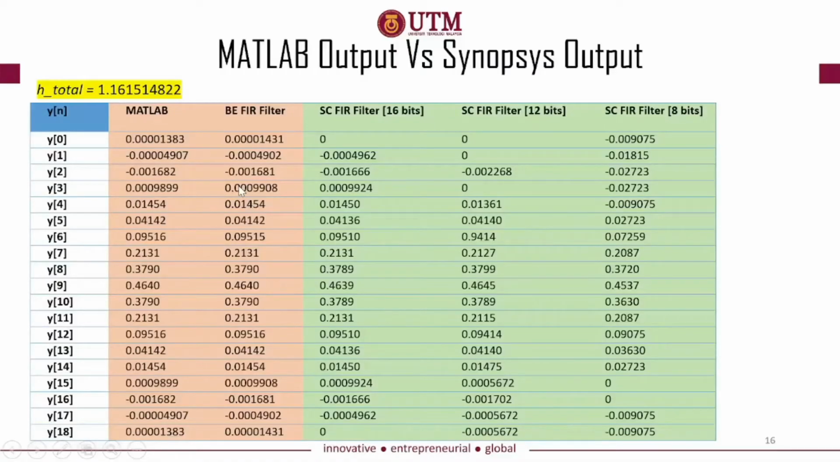Next, we will look at the table tabulated for all of the results. As you can see, the SC FIR filter with 16 bits is almost equal to the BE FIR filter, and for 12 bits, the values in the middle are almost equal. And for the lower values, it is almost inaccurate because the number of ones they can get is lesser, and they have fewer bits, so the numbers they can represent are also lesser. But using 12 bits and 8 bits can reduce the latency of computing a value, because each SC FIR filter requires 2 to the power of the number of bits to compute a value.